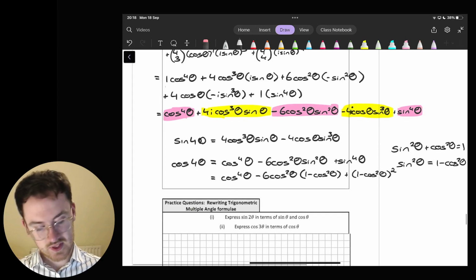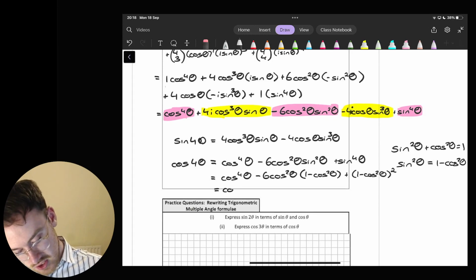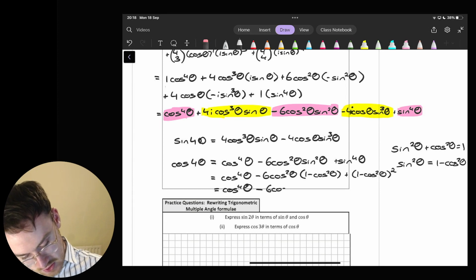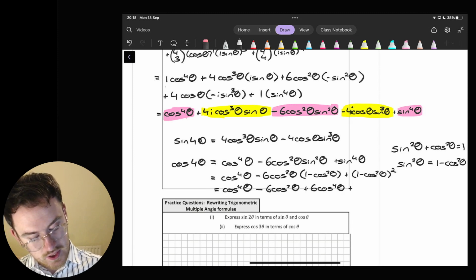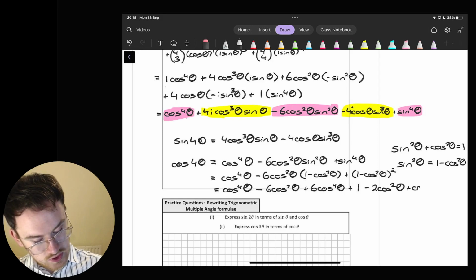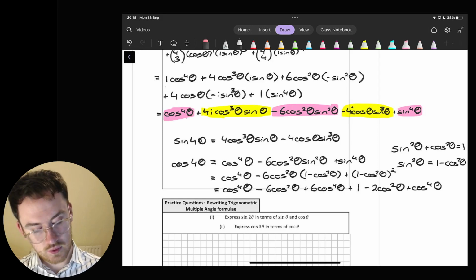Okay, so that's perfect. Let's continue working this one out. Cos to the power of 4 theta minus 6 cos squared theta plus 6 cos to the power of 4 theta. And then working this part out, we get 1 minus 2 cos squared theta plus cos to the power of 4 theta.